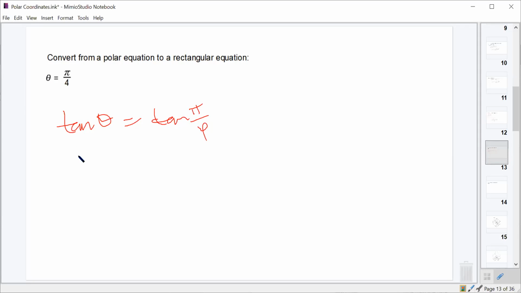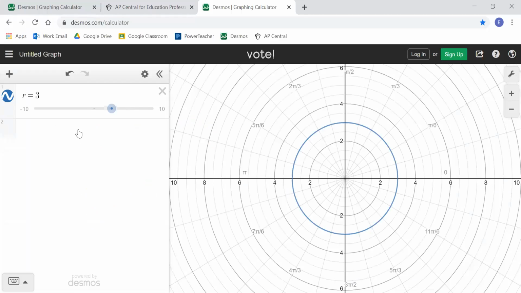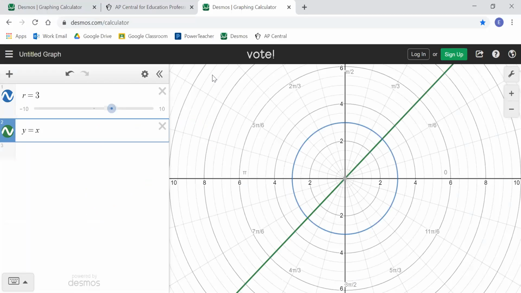tangent of theta is supposed to equal what? Should be y over x. And what's the tangent of pi over 4? 1. So we just end up with y equals x. And I think we should know that that's for sure just a line across theta equals pi over 4. But we'll graph it on here and see that. There's y equals x. Right there between pi over 6 and pi over 3 is pi over 4. And it's extending in both directions infinitely. Good or no? Good.